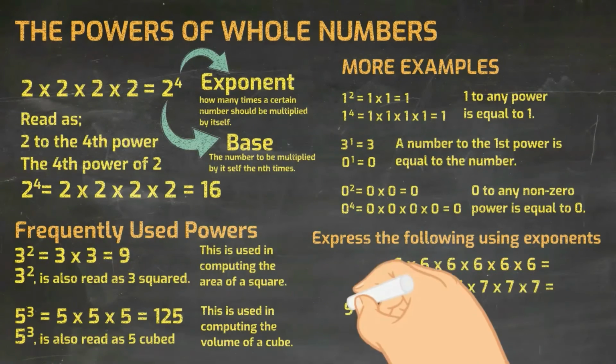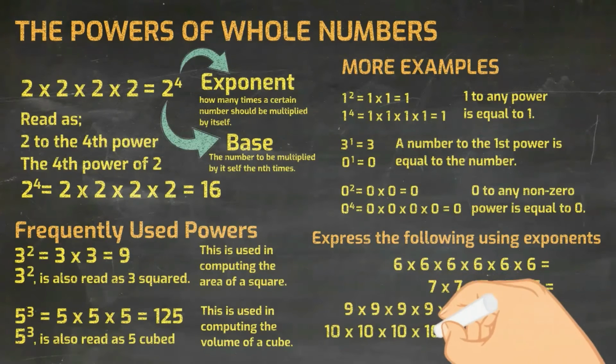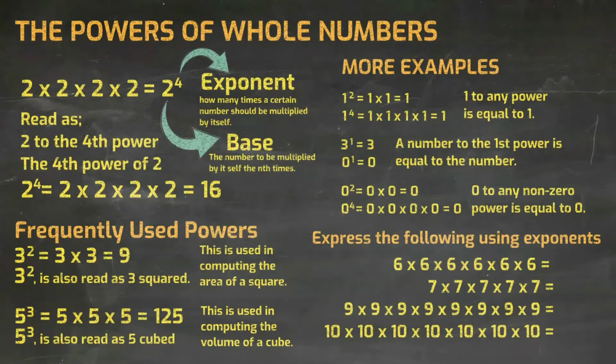Let us express the following using exponents. 6 times 6 times 6 times 6 times 6 times 6. How many factors or how many times 6 is being multiplied by itself? The answer is 6 times. The expression using exponents is therefore 6 to the 6th power.